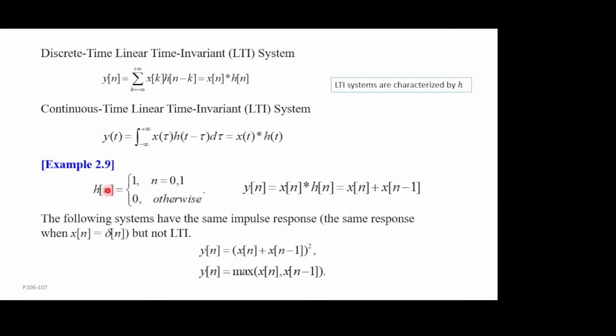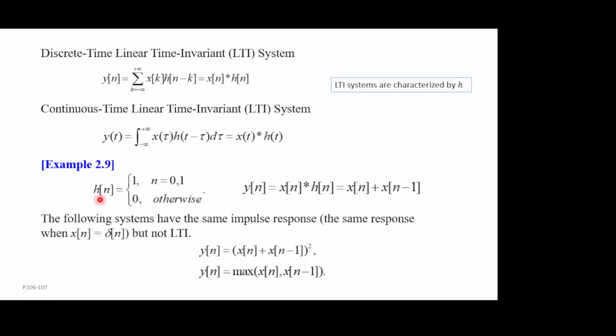But actually, if your system is not LTI, then some non-LTI system can have the same h, but it's a different system. Okay, so you need to be a little careful. Make sure your system is LTI to do this convolution. So here is the example. So we have a very easy impulse response here.